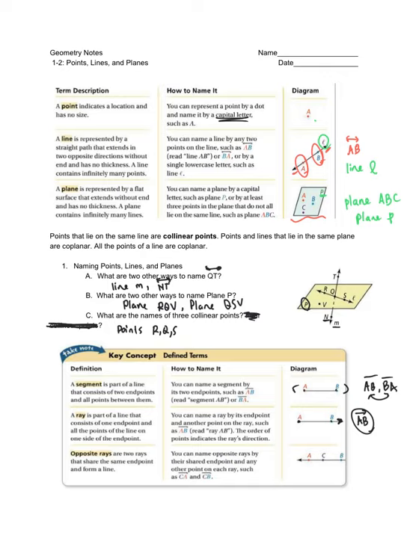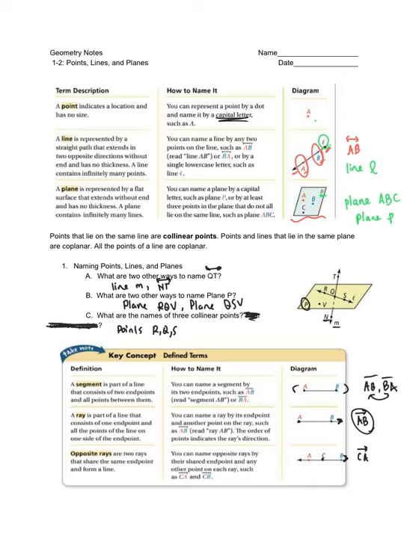Okay. Opposite rays, I think we're missing a piece here, but opposite rays are two rays that share the same endpoint and form a line. So you have to have three points to have opposite rays. So there's going to be a point in the middle that goes on forever in both directions. So there's ray CA here.